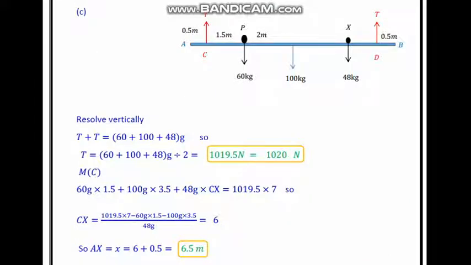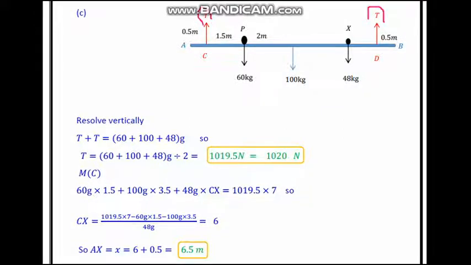Now the 2 tensions are equal, so at C will be T and at D will be T as well. The 2 gymnasts, one of 60 kg and the other of 48 kg. The beam is still uniform, so the weight is in the middle, as you know. So we can resolve vertically.